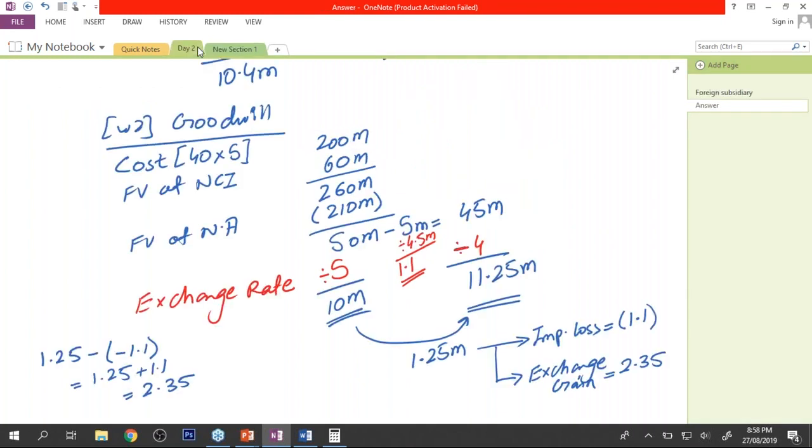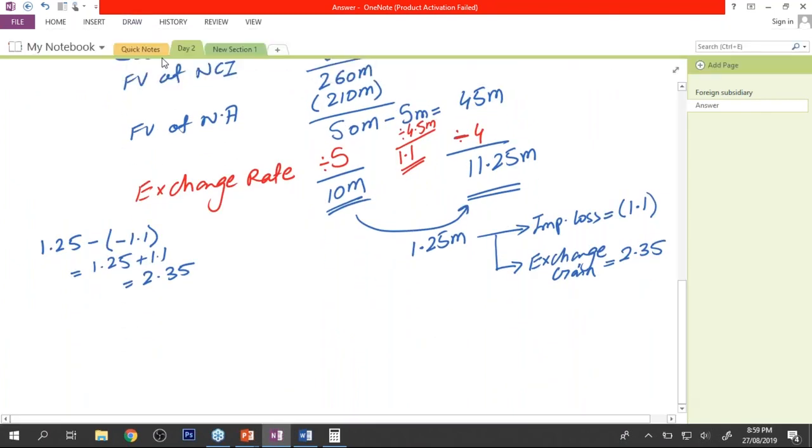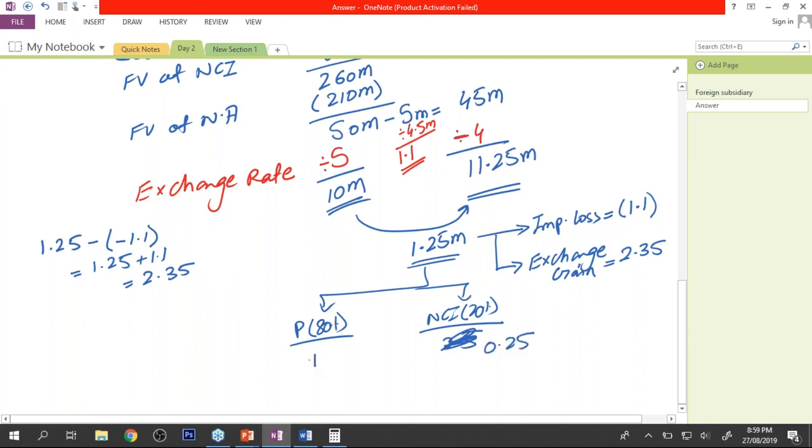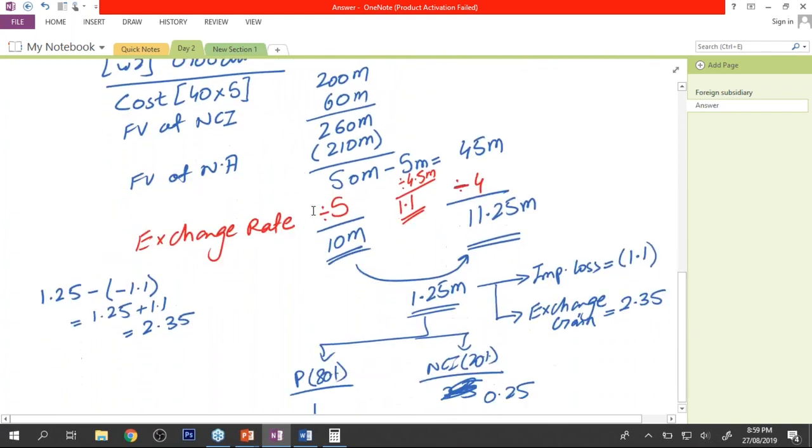Okay, now let's get back. So now we have got that the value is 1.25, the gain or the loss on the goodwill. This again belongs 80% to the parent and 20% to the NCI. So it is going to be, sorry, it will be 0.25 and this is going to be 1. Sridhar is saying the value of 10.4. Yes, Sridhar, this includes the value of both profit and the exchange gain or loss. This includes both.